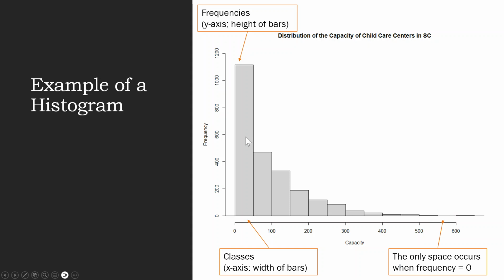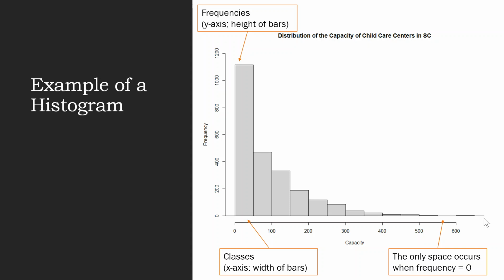We have a large portion of our sample that has a capacity of between 1 and 50. And then as we continue to get larger and larger, there's almost no childcare centers that have upwards of 400 on up to 600, 600 to 650 capacity. And so that is a histogram.